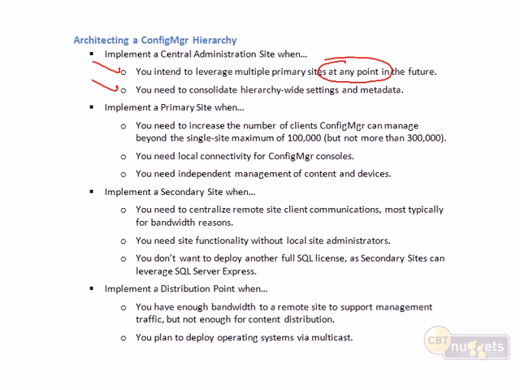Now, with that in mind, you want to implement primary sites when you need to increase the number of clients Config Manager can manage beyond the single site maximum of 100,000. So a single site can manage, well, in 2012, like 100,000 clients. Huge, huge amount. And a hierarchy can manage up to 300,000. So if I need to spread my clients apart, if you have more than 100,000 clients in one geographic location, I want to see this place. But if you have more than that, then you need to add additional primary sites.